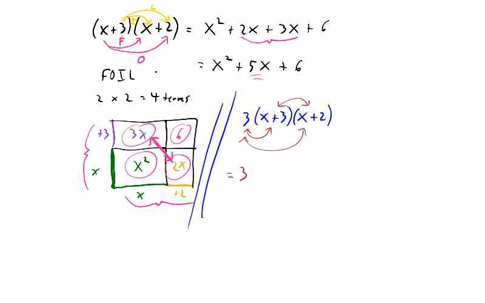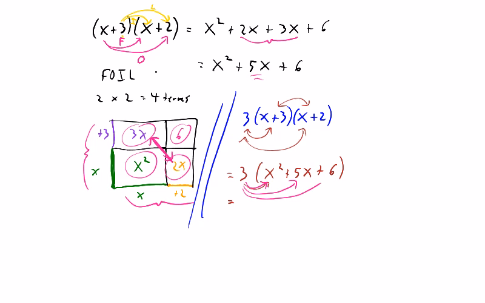Let's say, since we know that the quantity x plus 3 times the quantity x plus 2 is x squared plus 5x plus 6, 3 times that quantity would be the simplified version of our expression when we fully expand it. So we could now multiply 3 times every term in the second factor.